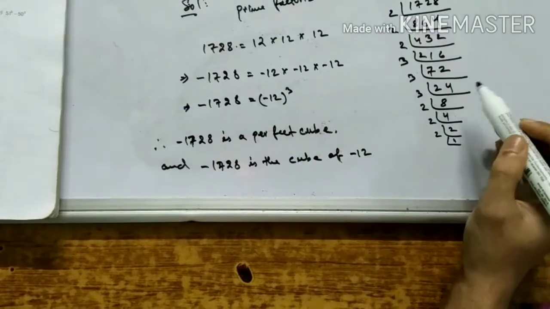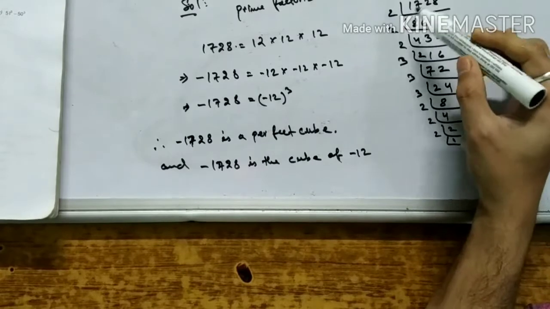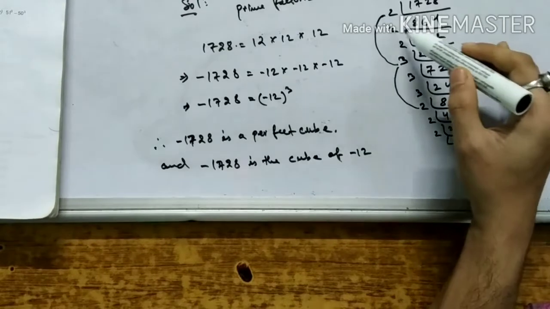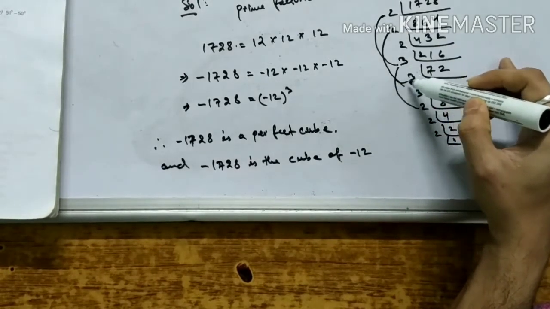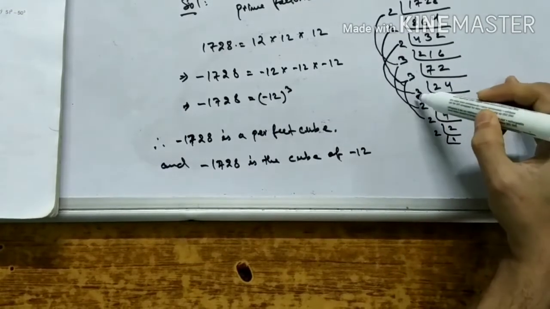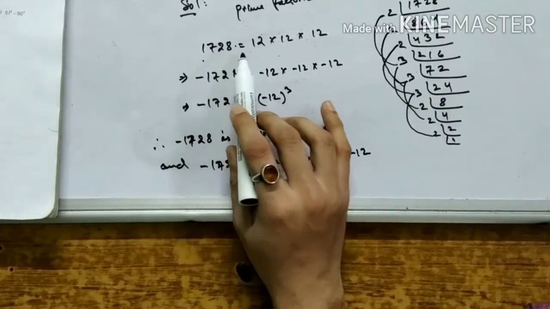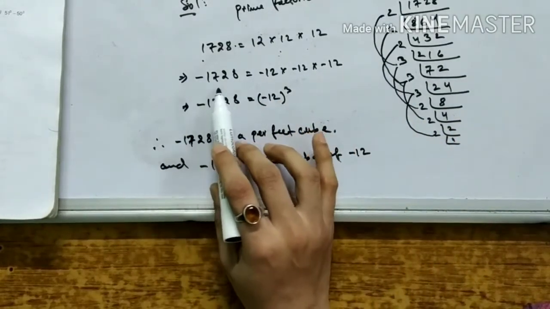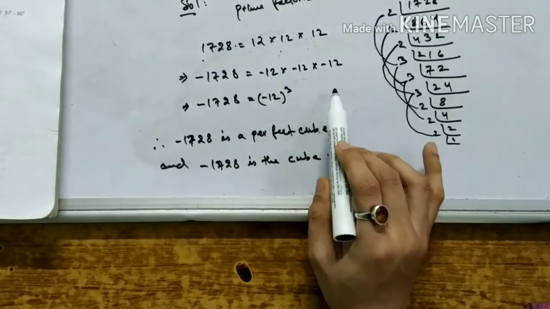Okay, so therefore in here these factors I can multiply in this way. You see, 2 3s are 6, 6 2s are 12; again 2 3s are 6, 6 2s are 12; again 2 3s are 6, 6 2s are 12. I can multiply in this way, so I will get 1728. It is equal to 12 into 12 into 12. So therefore minus 1728 I can write as minus 12 into minus 12 into minus 12.